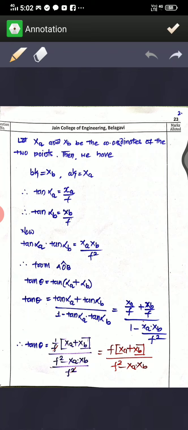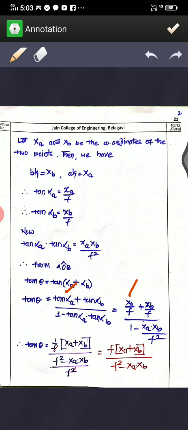The same way, you can substitute the values of tan alpha A and tan alpha B into this equation. We know that tan alpha A is equal to xa by f, so this will be xa by f plus tan alpha B, which is xb by f, divided by 1 minus xa xb divided by f square. Now from this equation you are going to extract the f value, right? So the same thing I can write in this fashion also.